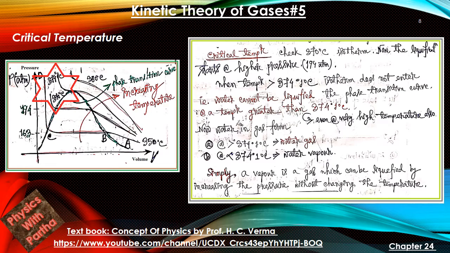At greater than 374.1 degree centigrade, water will be in gas form, and below it, water will be existing in vapor form. Simply, a vapor is a gas which can be liquefied. That means a vapor is a state of gas which can be liquefied by increasing the pressure without changing the temperature. This is another definition of vapor and a distinction between the gas phase and vapor phase. If something is in the vapor phase, it can still be liquefied. Whenever it does not enter into that bell-shaped curve, it cannot be liquefied and it will exist in gas form only, whatever large pressure we apply.